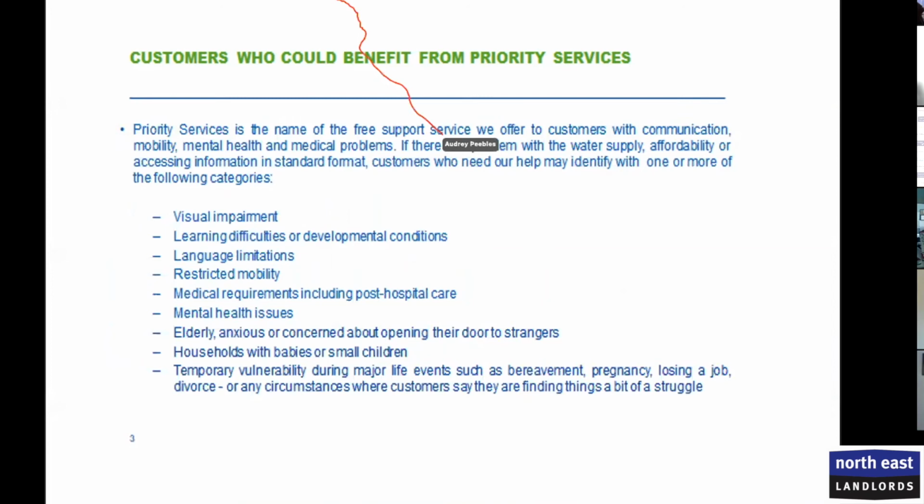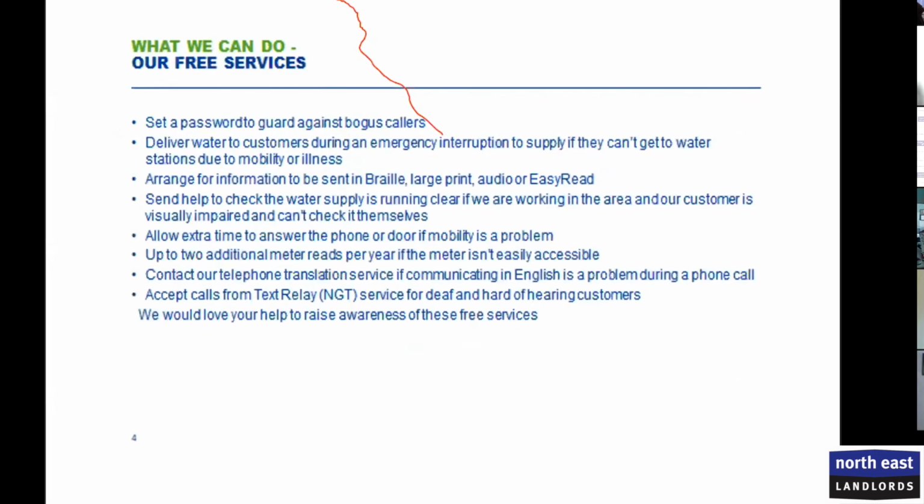So if they need large print bills, or they have small children and we're going to turn the water off, if we put them on the priority services register, we will go and tell them. So it's really important that people are on this priority services and they do get extra help if they need it. Okay, do you want to just go to the next one?